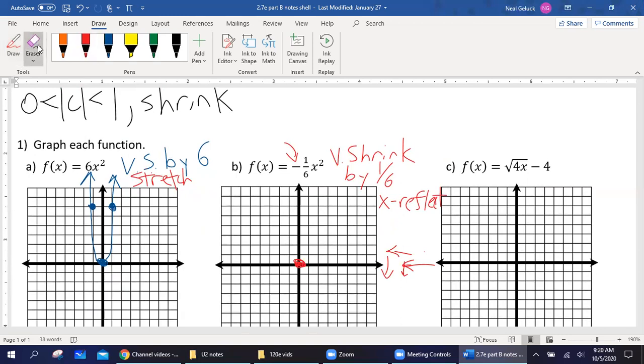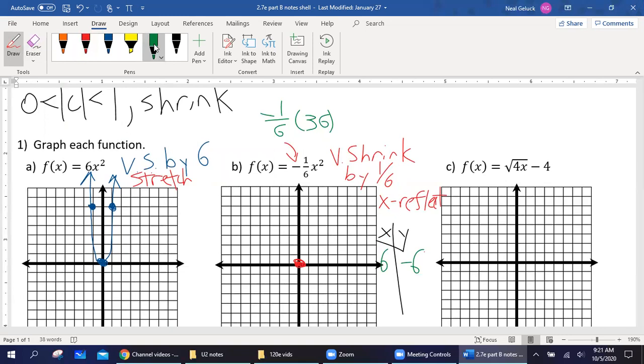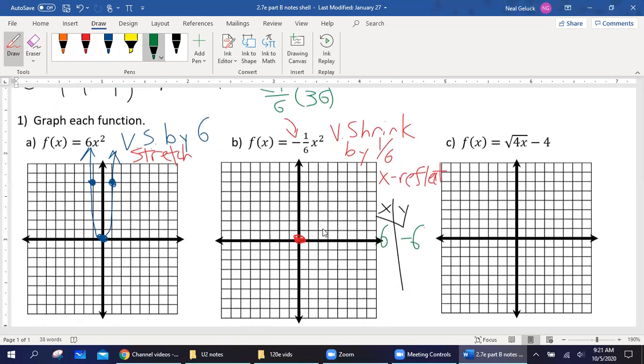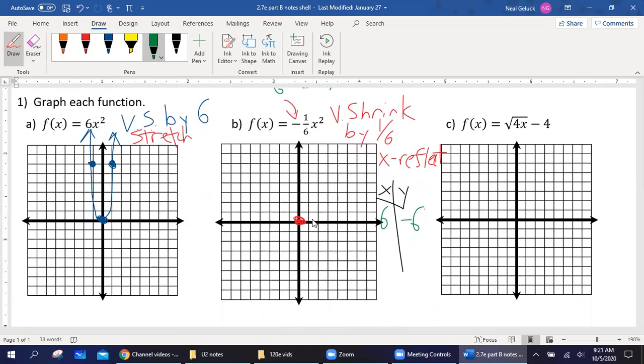Now, that's hard to draw, so this is another one where it's a good idea to plug in a point, do an XY table. A good number to pick for X in this would be the number 6. Because if I square 6, 6 squared is 36, and I times that by -1/6, that's going to give me -6. So at 6, -6, right down here, I have a point.